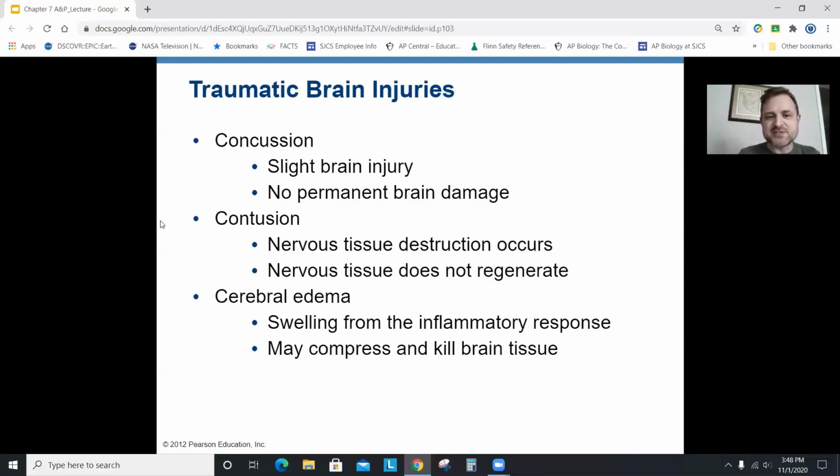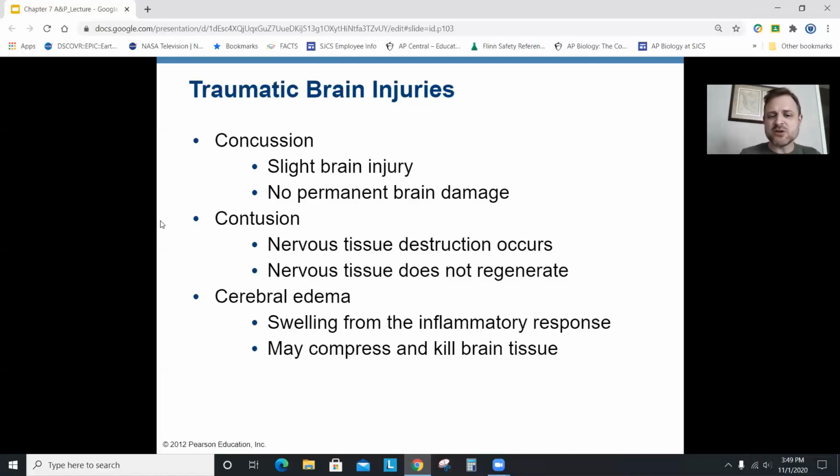So the book says no permanent brain damage. I don't want to mislead you. Typically speaking, a single concussion does not lead to permanent brain damage. There are exceptions to that, but usually a single concussion, you heal from, you recover from, no problem. Multiple concussions, especially if they're close in time, can definitely lead to permanent brain damage. So I don't want you to think that concussions are harmless and you just heal them. They can definitely, especially in sequence, cause permanent brain damage.